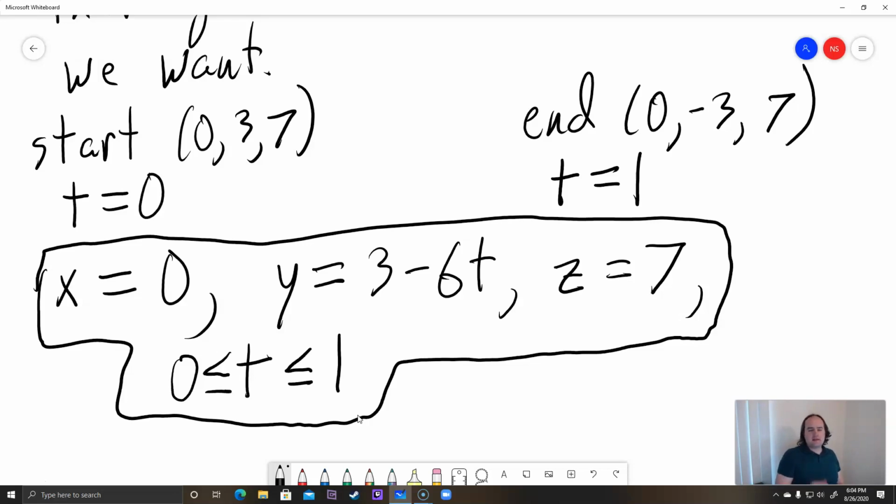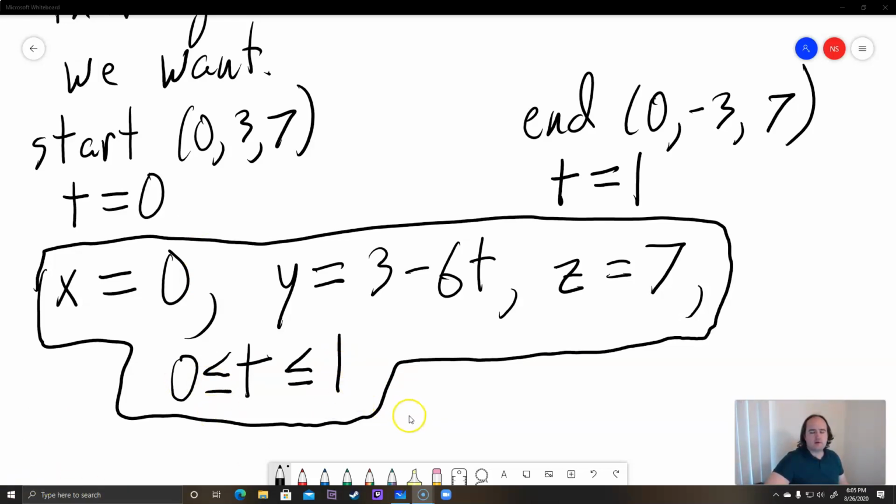Okay, so line segments actually aren't that bad to parameterize. So you basically just parameterize the line first, and then at the end you restrict the domain of t, your parameter, usually to just 0 and 1. Unless you parameterize it in a non-standard way, you're always going to start at 0 and you're going to end at 1.